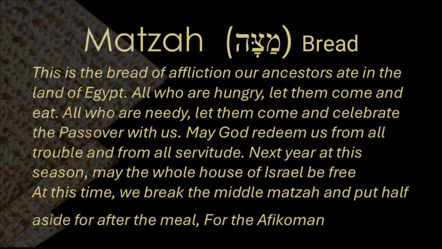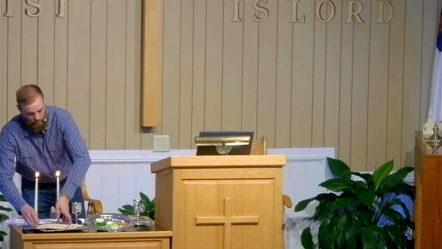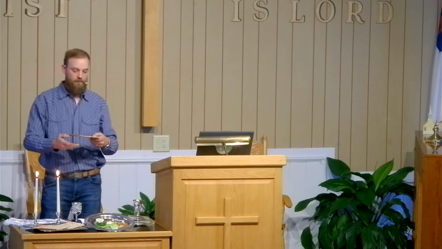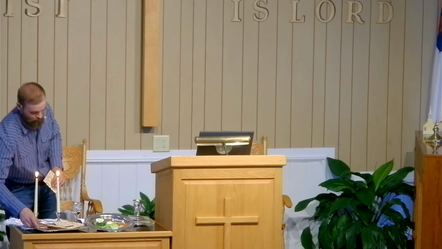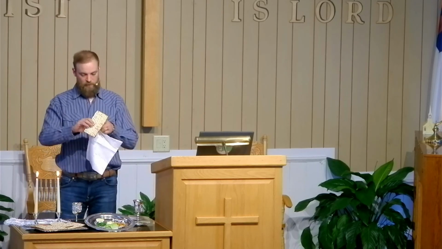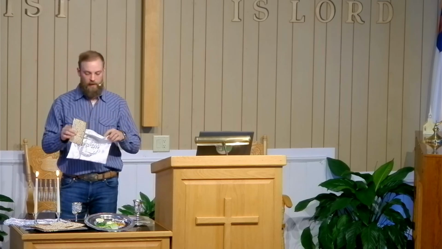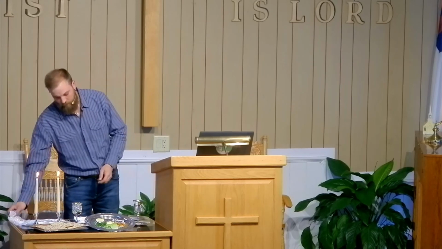At this time, we break the middle matzah and put it in a half aside set for the meal, for the afikomen." So, normally these three here are all you got, but I was generous and I bought a big pack so you all could have one. We've got the three here on the matzah plate. The leader takes the middle one out and breaks it in half. The half goes back, gets tucked back with the others, and this becomes our afikomen. We have a special bag, where it is put, sealed up, and set aside, and we're going to come back to that later on in the meal.